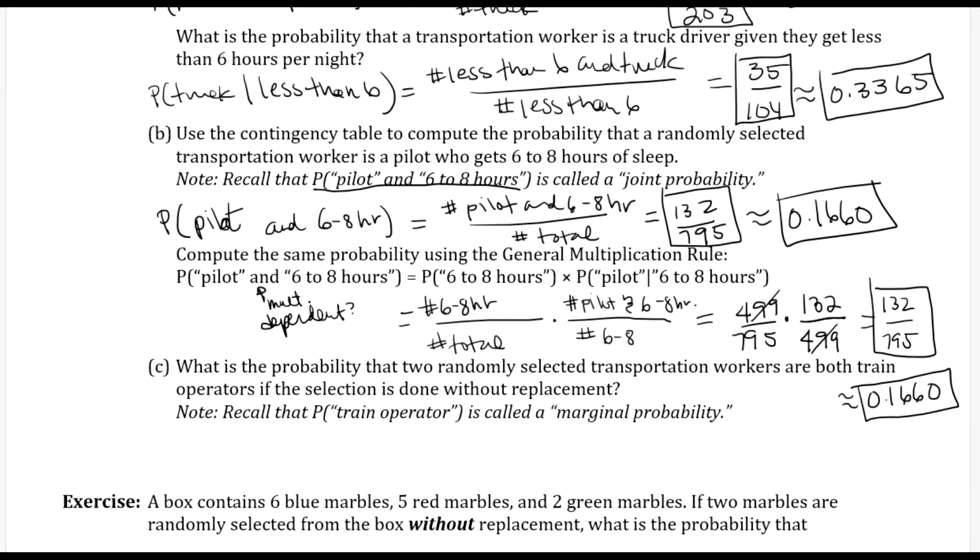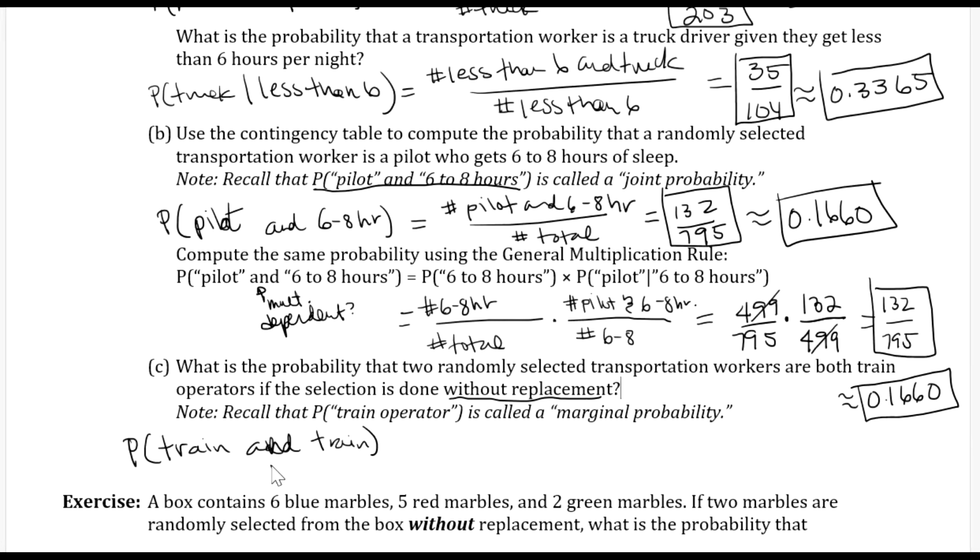So in part C, what is the probability that two randomly selected transportation workers are both train operators if the selection is done without replacement? Here's a phrase, without replacement, that is indicative of something that's going to be dependent. So we have the probability that we have a train driver and a train driver.